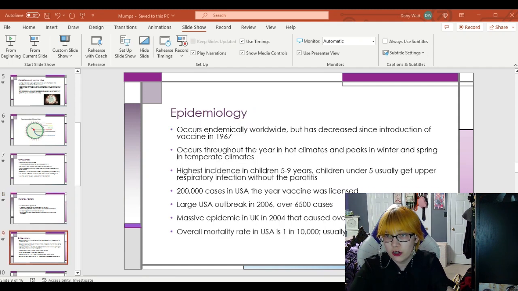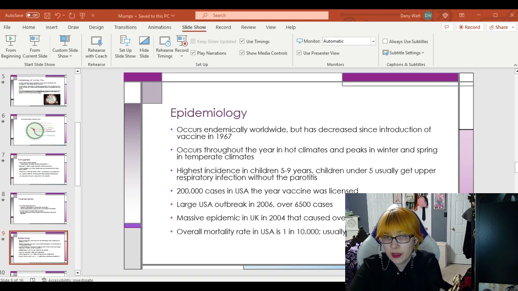It does occur endemically worldwide. It has decreased drastically since the vaccine was first introduced in 1967. So there were a lot more cases before that, but vaccination has helped a lot with getting rid of that. In hotter climates, it occurs throughout the entire year, and in more temperate climates, it tends to peak in the winter and the spring.